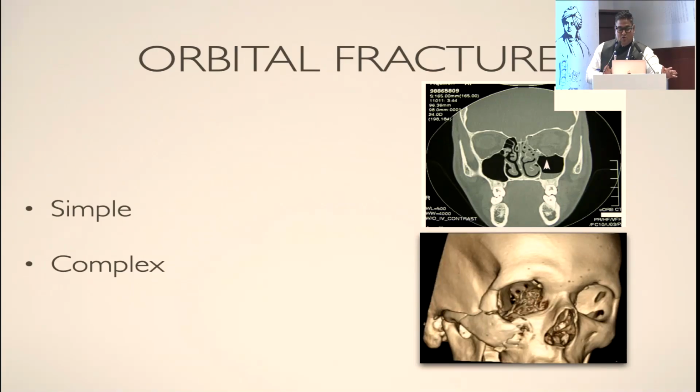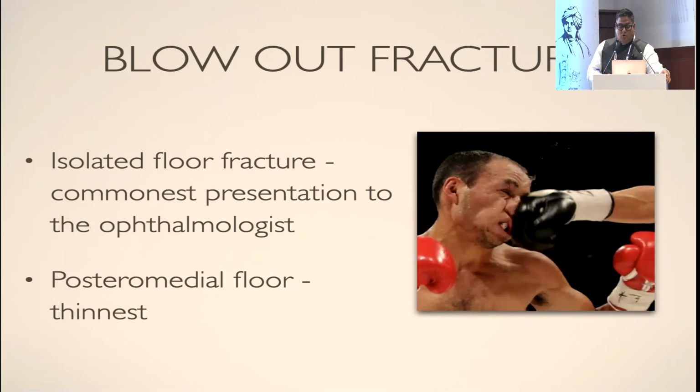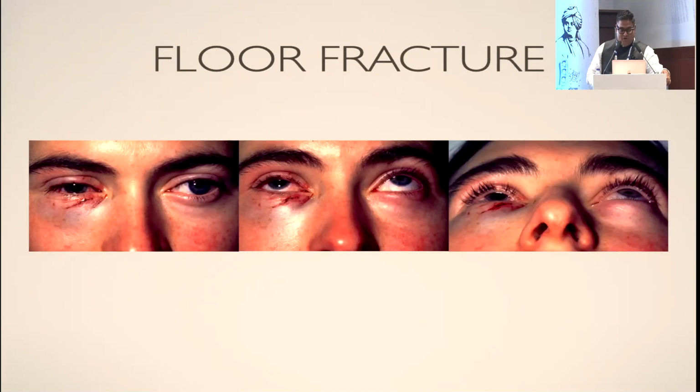Now broadly, without going into the details, orbital fractures can be classified as simple and complex. Simple ones involve only one bone or one wall. Complex typically involve the rim as well as multiple bones. A blowout fracture is the most common and it presents first to the ophthalmologist because the posteromedial wall is the thinnest wall of all the orbit walls. You can see up gaze will be restricted.